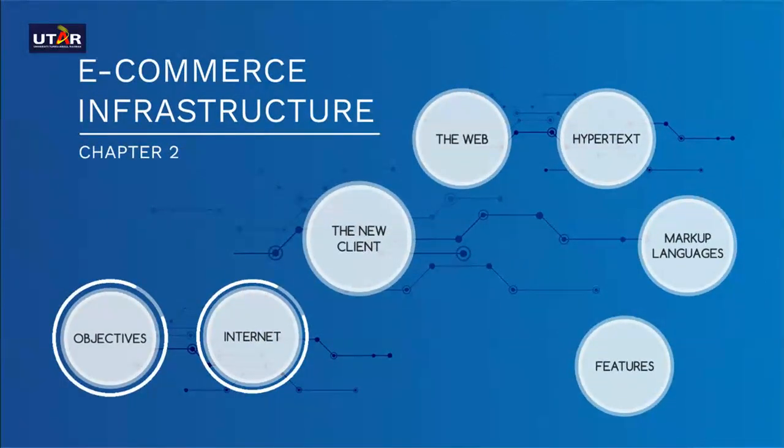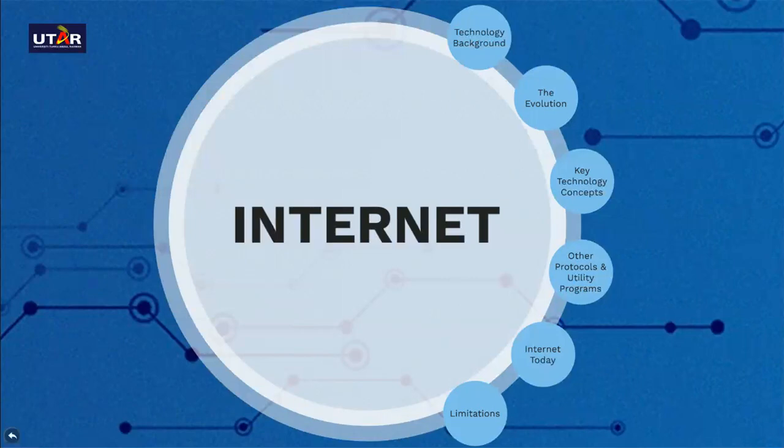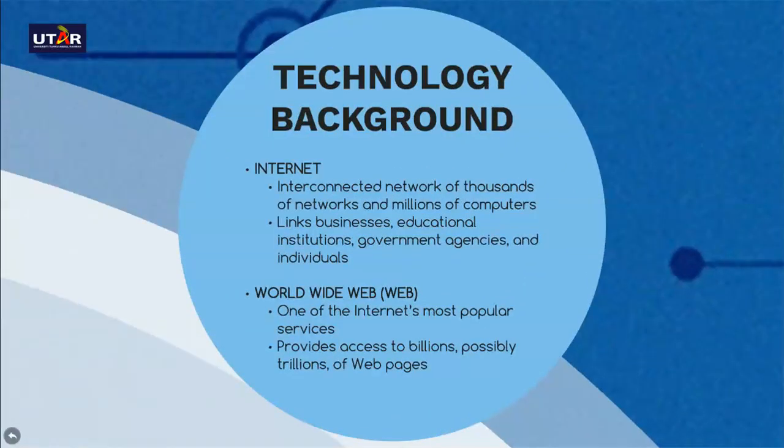So we have to know about the internet. According to the definitions, the internet is interconnected thousands of computers and networks, and is normally linked to businesses, education institutions, government agencies, and individuals. Of course, we know that the World Wide Web, aka the Web, is one of the internet's most popular services, which provides access to billions, possibly trillions of web pages.